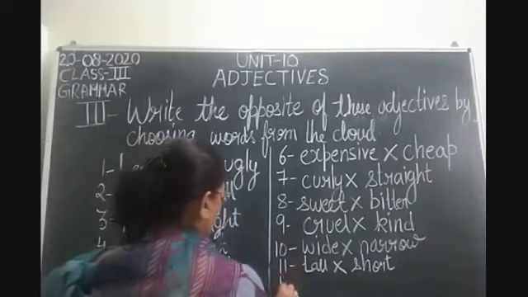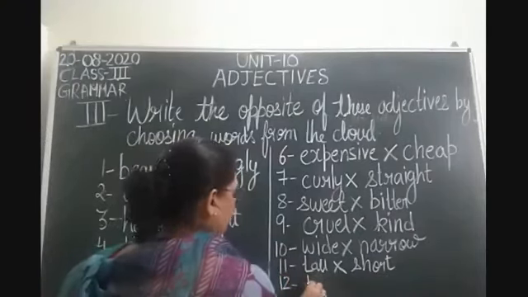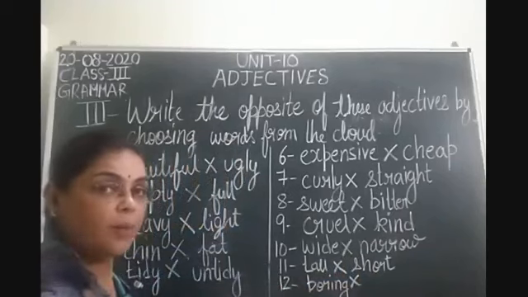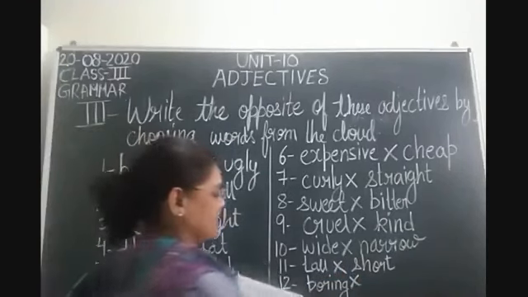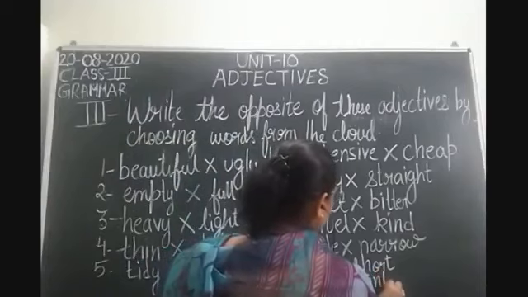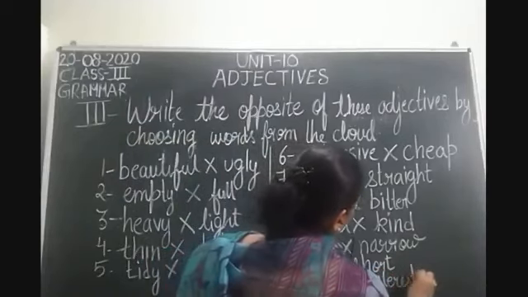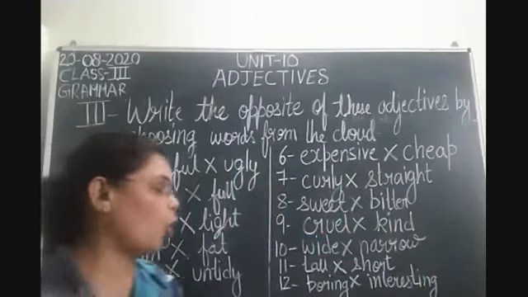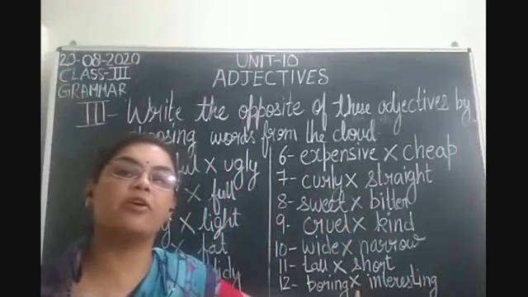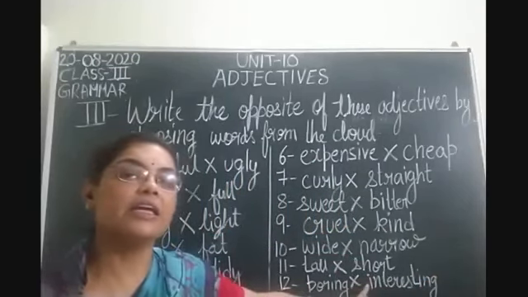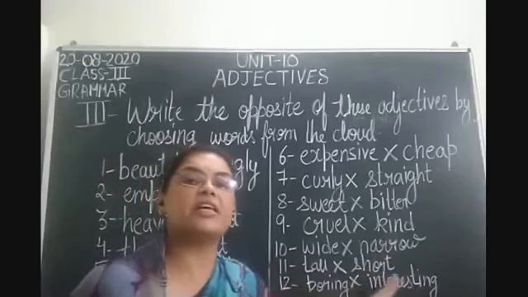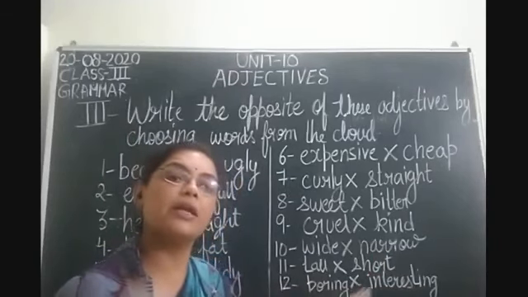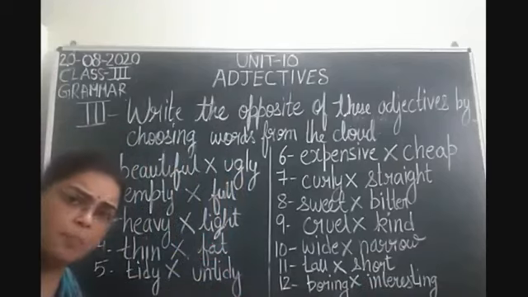Then students, the 12th word is boring. And the opposite of boring is interesting. Boring, interesting. Now, the spelling of boring is B-O-R-I-N-G. And what is the spelling of interesting? I-N-T-E-R-E-S-T-I-N-G. Interesting. Boring, interesting. Now, let's revise the opposites once again.